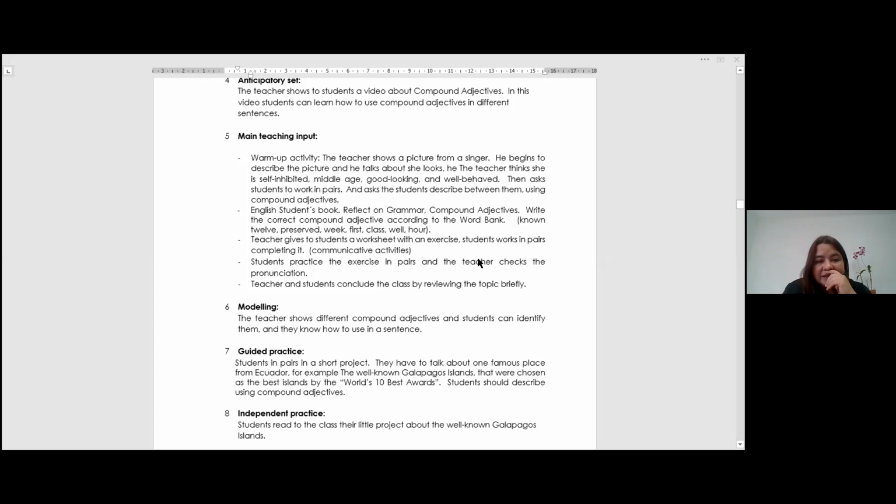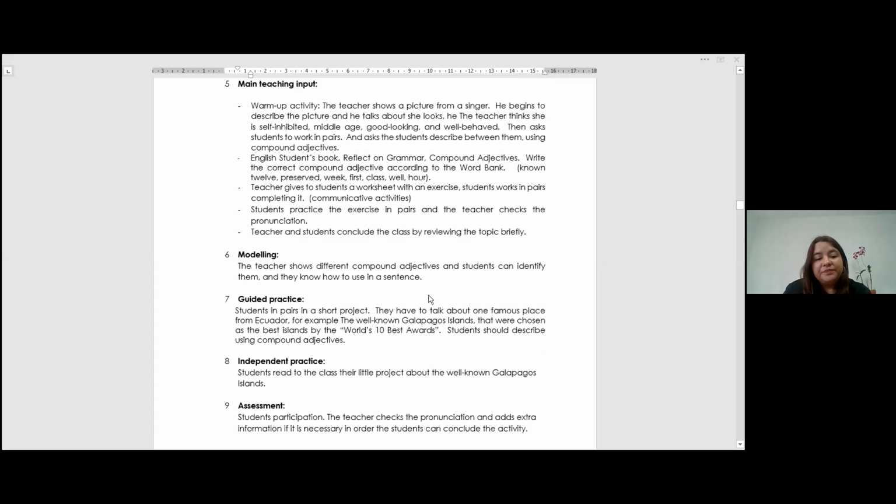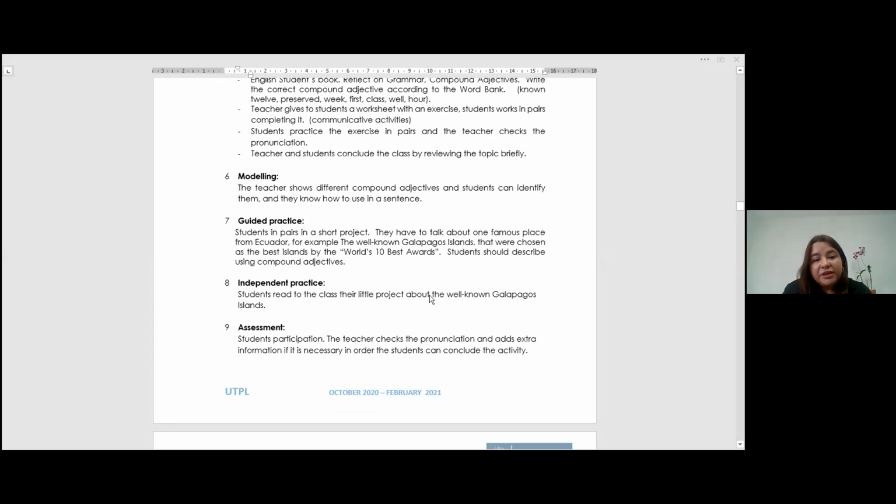We are going to continue with our report. In this lesson plan, after the worksheet, students practice the exercise in pairs, and the teacher checks the pronunciation. The teacher and students conclude the class by reviewing the topic briefly. For modeling, the teacher shows different compound adjectives and students identify them and know how to use them in a sentence. Students work in pairs on a short project.